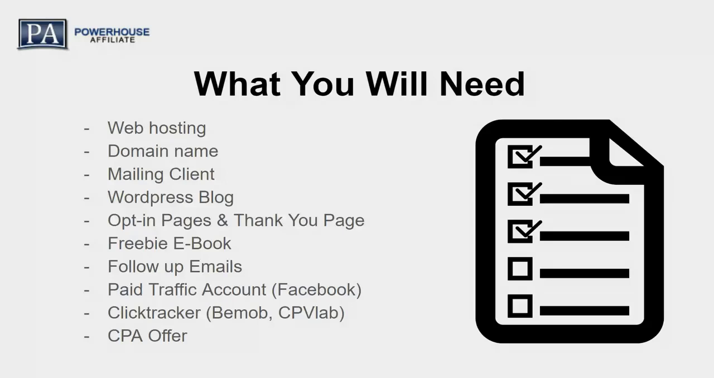You're going to need a mailing client, like I mentioned, AWeber, MailChimp. There's 100 out there. It's probably 1,000. You're going to have to pick one and stick with it. WordPress blog. So it's simple to install WordPress. We have extensive training inside Powerhouse on how to install that. It's the fastest, easiest way for you to set up a content site or a blog with very minimal work.